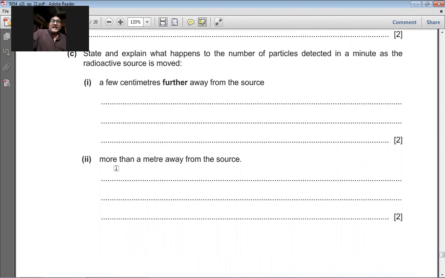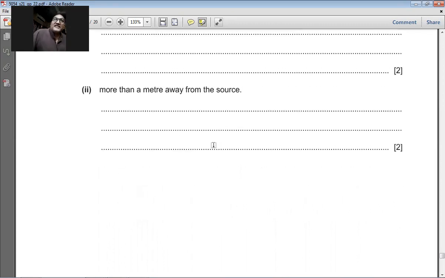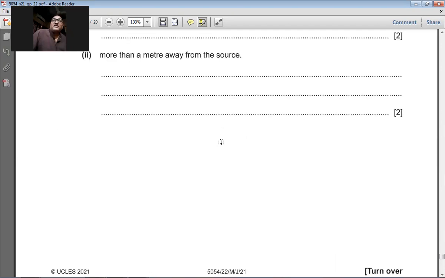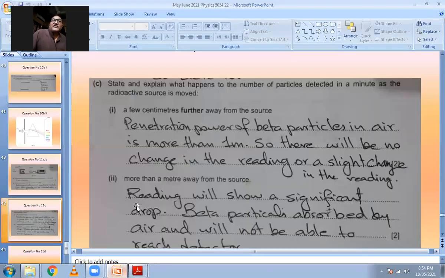Okay, then it says more than a meter away from the source. If you move it more than a meter away, then the number of beta particles reaching the detector will reduce, because some of the beta particles will now be stopped by the air. They will be absorbed by the air. So the reading on the detector will go down. It's a 2 mark question. Very important. So let me check the answer which I have given.